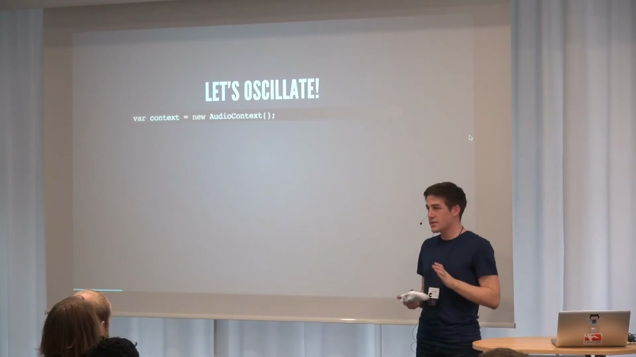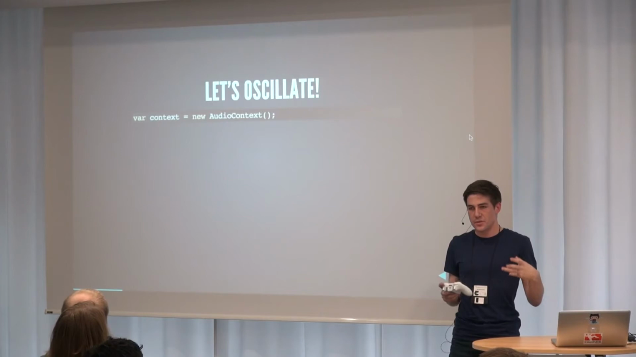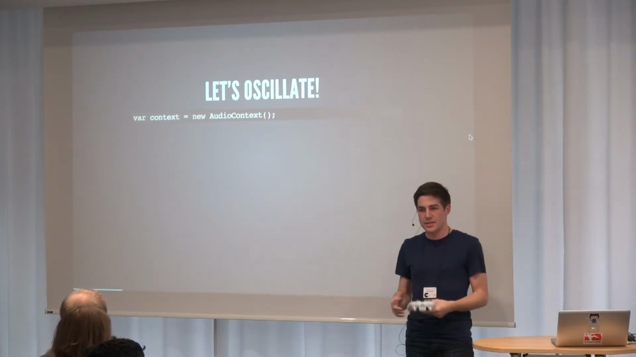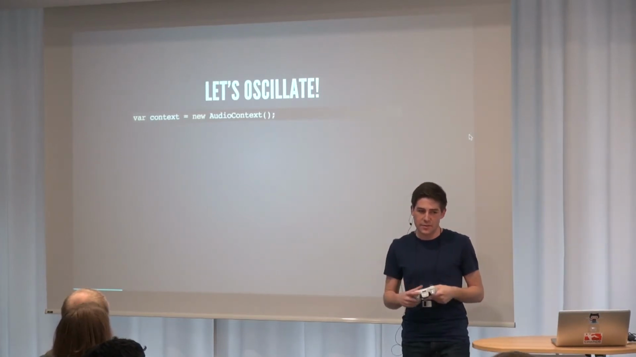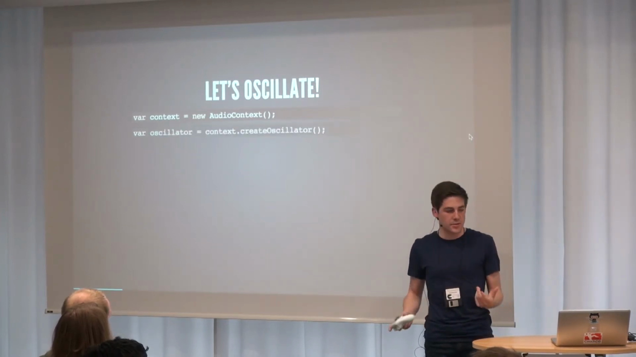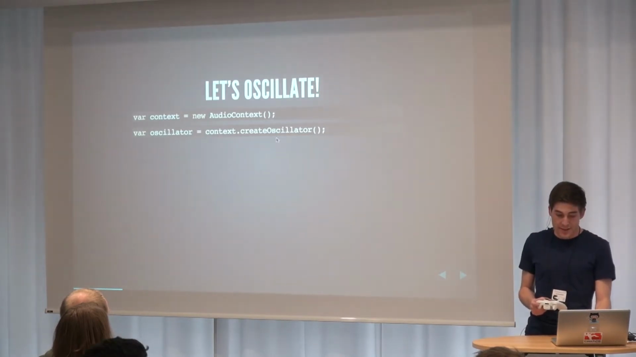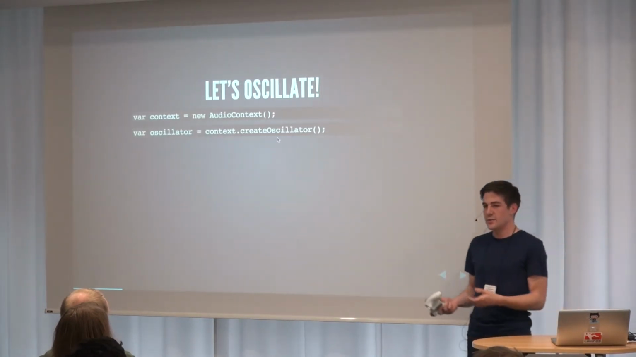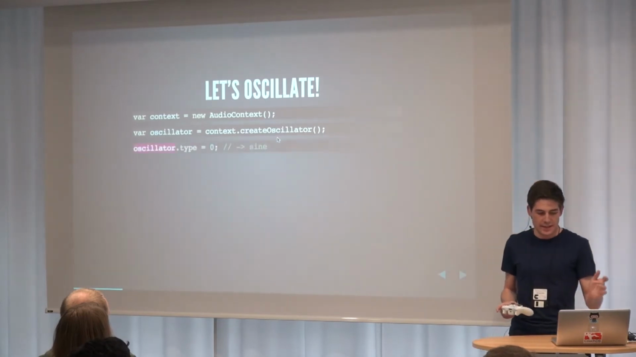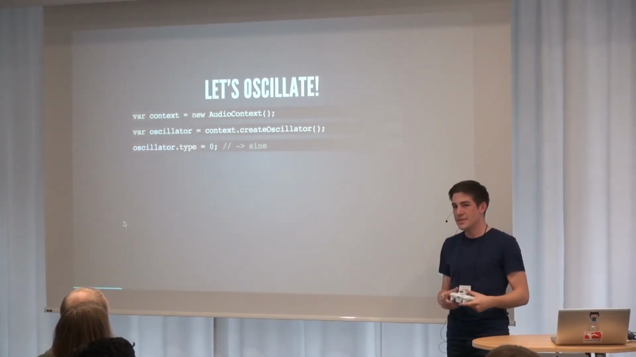So, our first Web Audio example. First, what you have to do is create a context. That's very similar to the Canvas API, if you've used that one before. It's where you create all your stuff that you will build afterwards. From that context, we create an oscillator. An oscillator is something that can create waves. We say that the oscillator should have the type 0, which means it's a sine wave. There are several forms of waves.